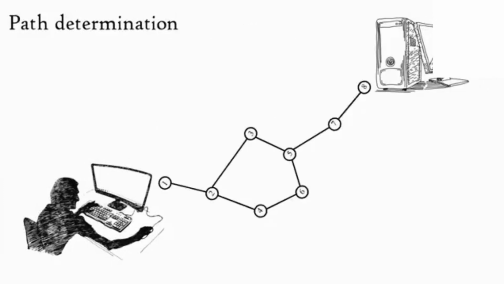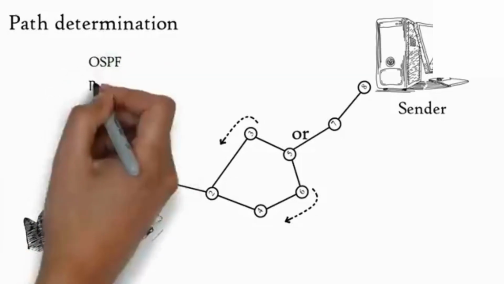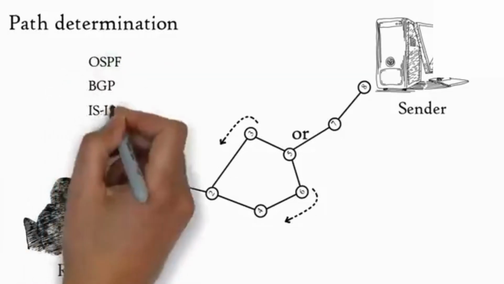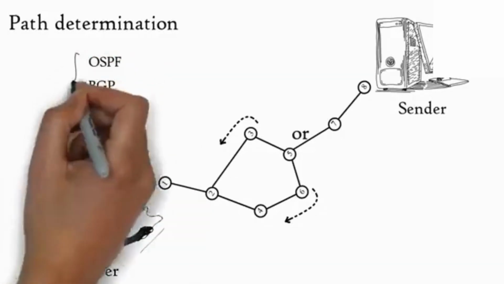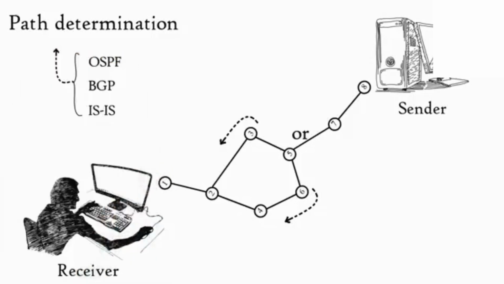Now, path determination. A computer can be connected to an internet server or a computer in a number of ways. Choosing the best possible path for data delivery from source to destination is called path determination. Layer 3 devices use protocols such as Open Shortest Path First, Border Gateway Protocol, and Intermediate System to Intermediate System to determine the best possible path for data delivery.